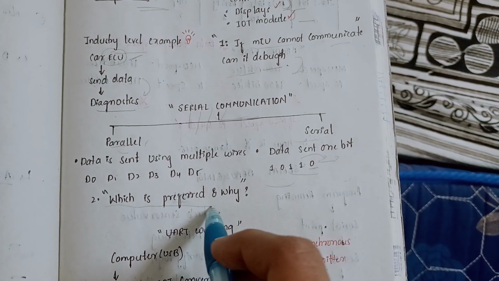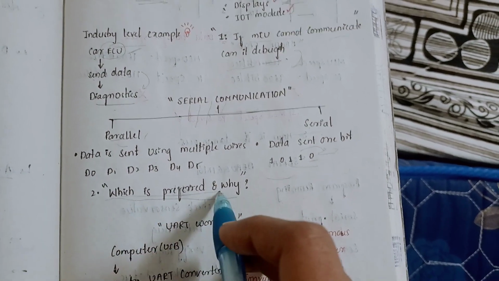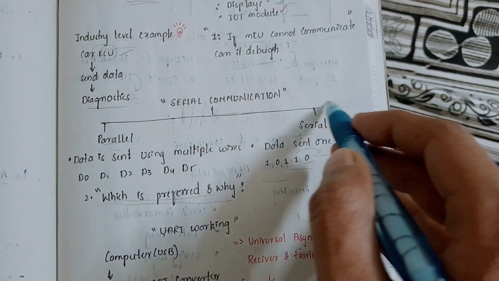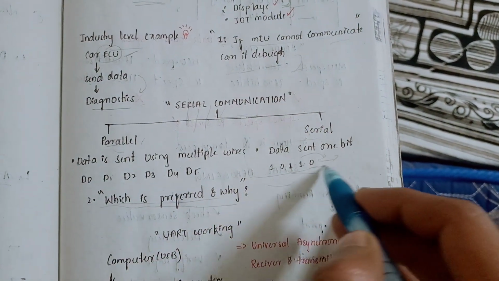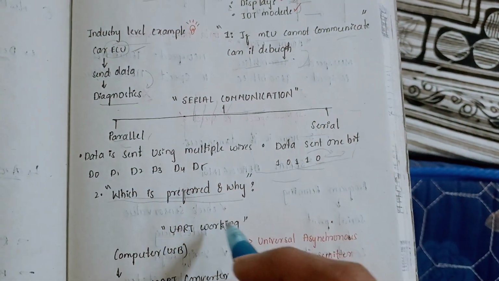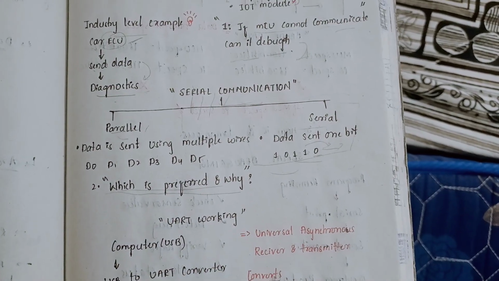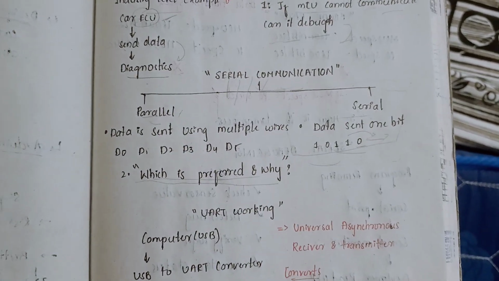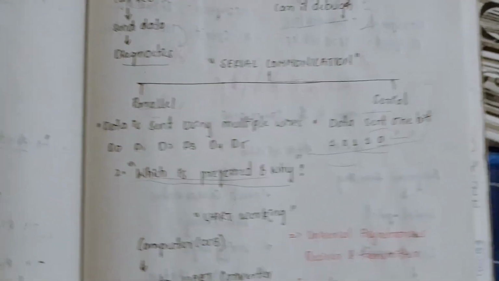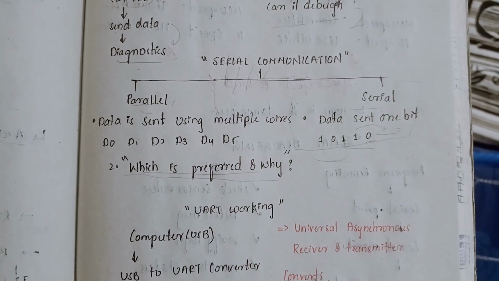Which is preferred in industrial use cases, and why? In industrial cases, serial communication is used as it is cost effective and requires very little wiring and complication.